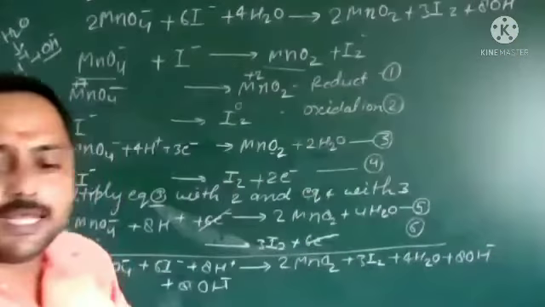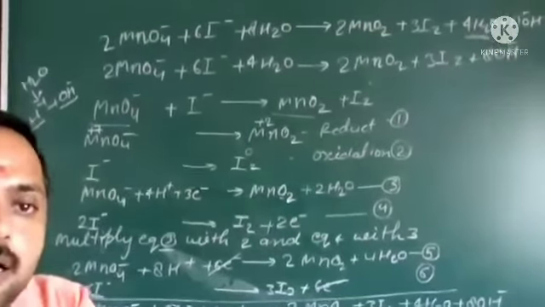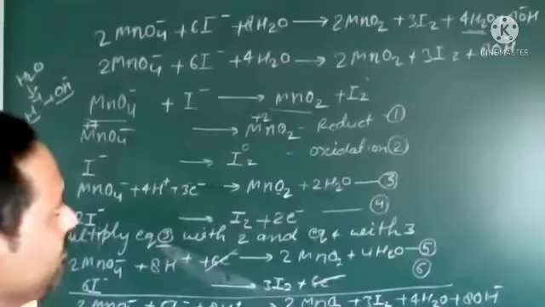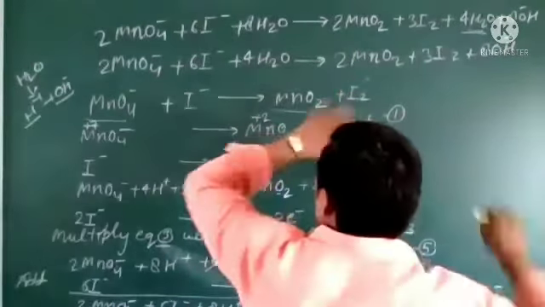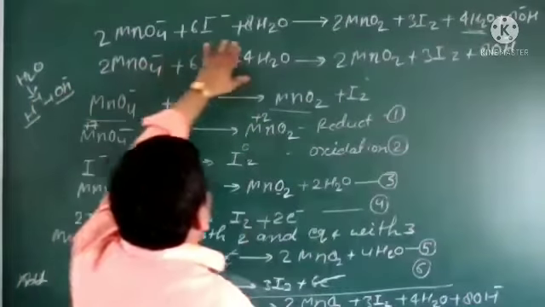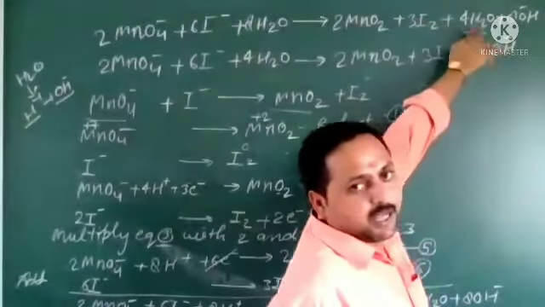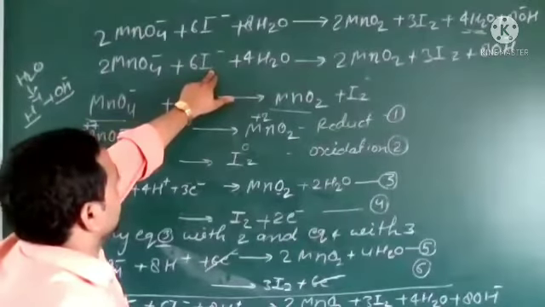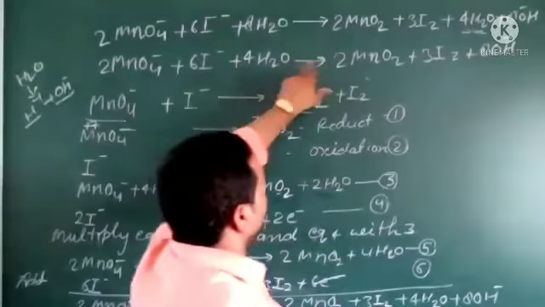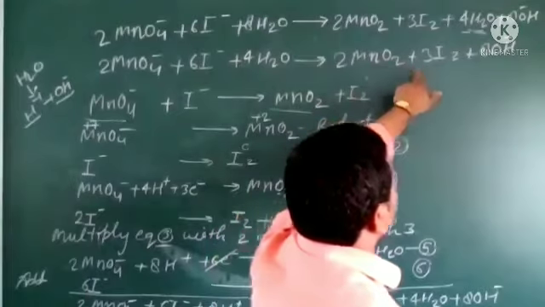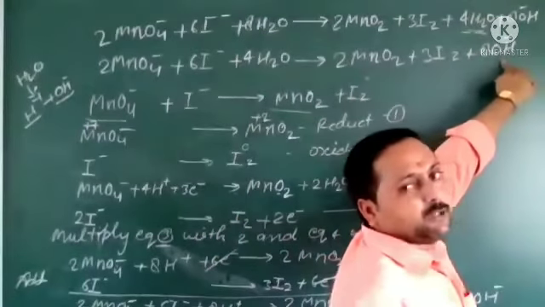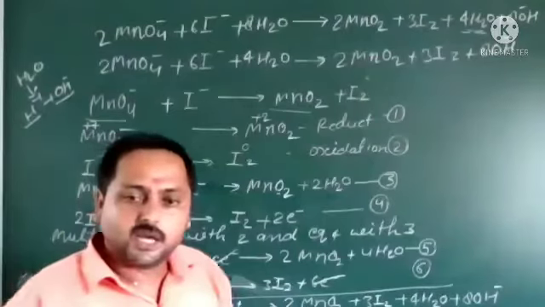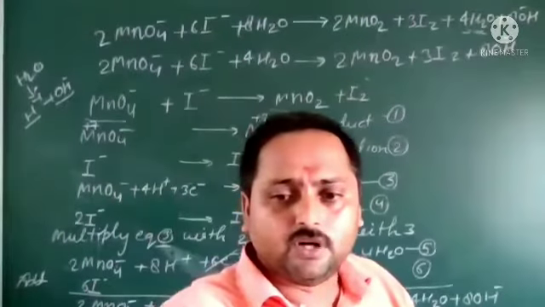And the last step: I have seen that H2O is present on both sides, so I have to subtract and solve H2O. So for the next step, I subtracted and again wrote 2MnO4- plus 6I- plus 4H2O gives 2MnO2 plus 3I2 plus 8OH-. So this is balanced and equal. Got it? All of you got it?